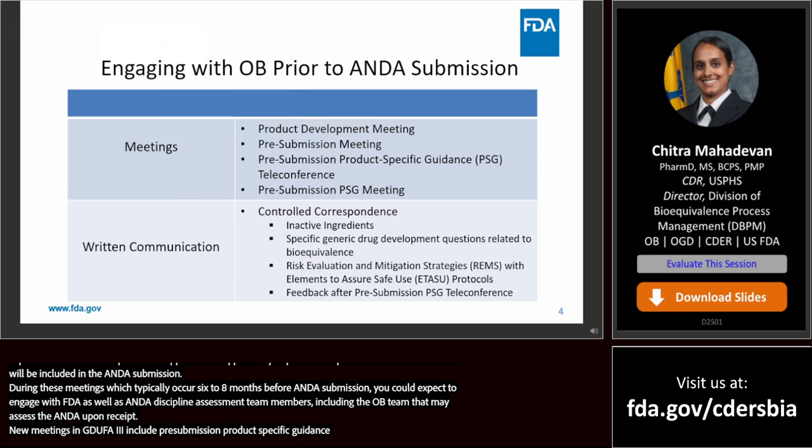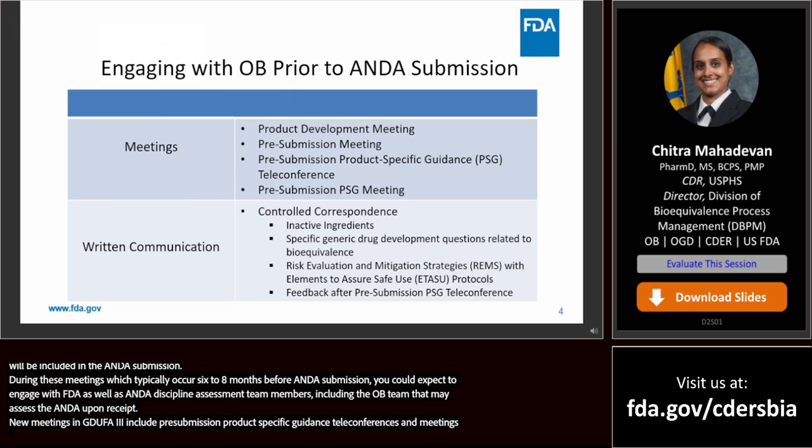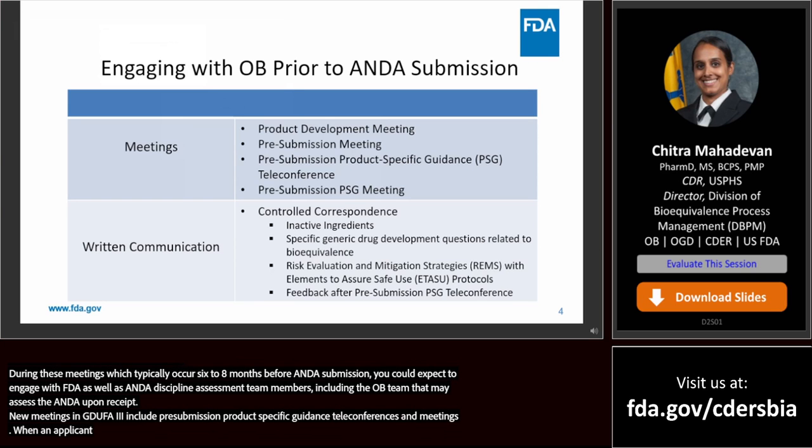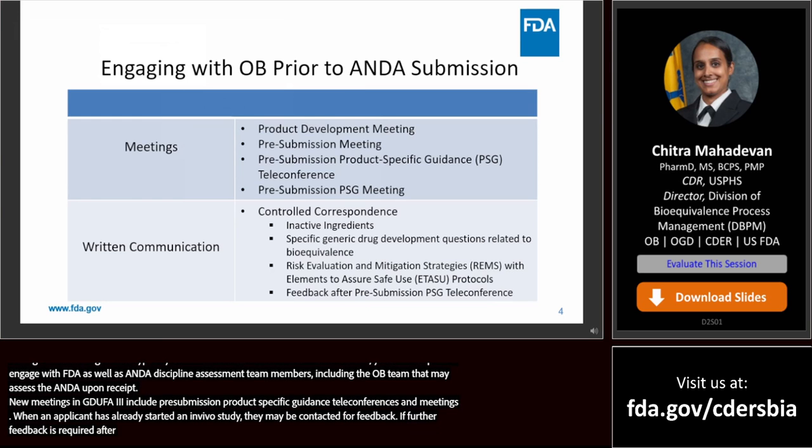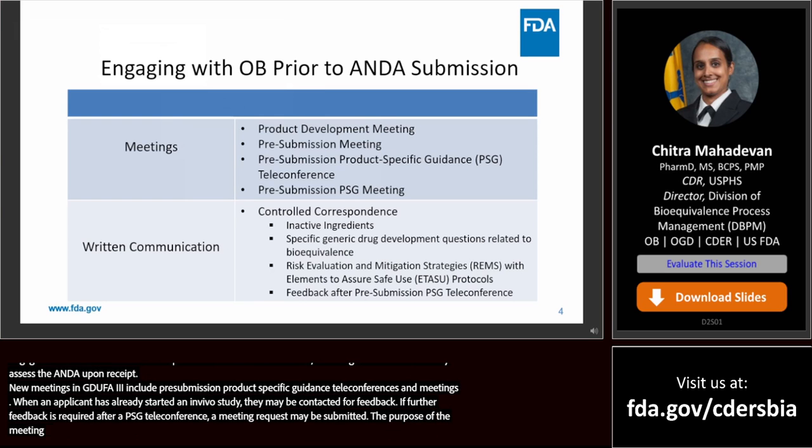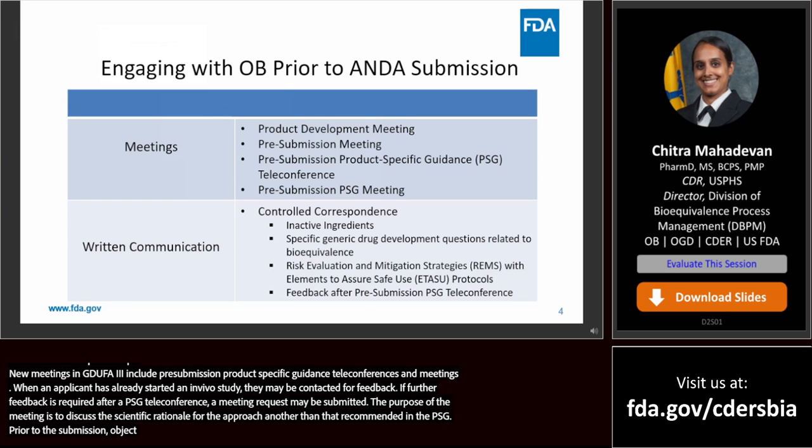When a new or revised PSG is published and a prospective applicant or applicant has already started an in vivo bioequivalence study, a PSG teleconference may be requested to obtain feedback on the potential impact the new or revised PSG may have on the development program. If further feedback is required after a PSG teleconference, a controlled correspondence or a PSG meeting request may be submitted. And the purpose of the PSG meeting is to discuss the scientific rationale for an approach other than that recommended in the PSG. Prior to ANDA submission, OB will utilize written communication to respond to controlled correspondence.